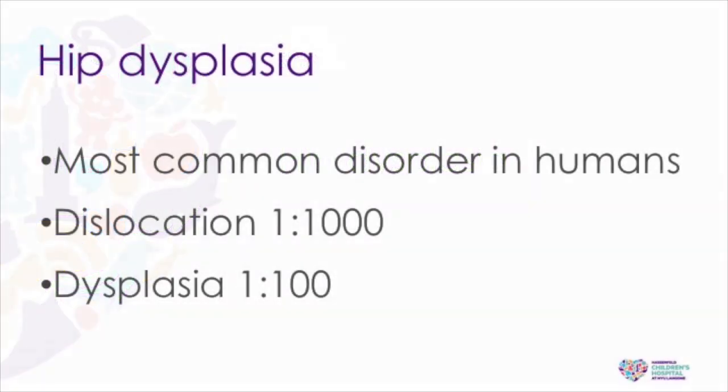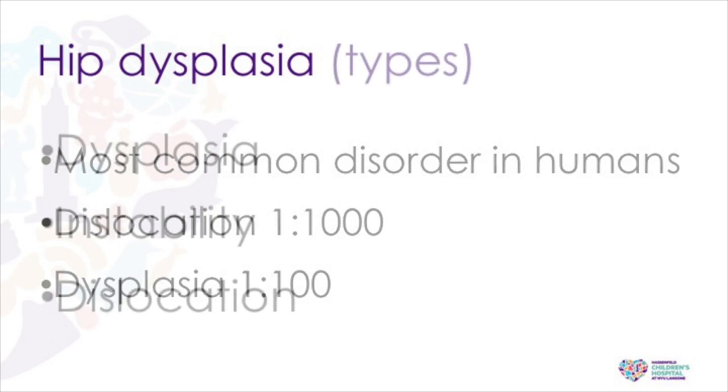The most common disorder found in human beings, the incidence of dislocation is estimated at 1 in 1,000 live births. However, the incidence of dysplasia is estimated at 1 in 100, but some studies have placed it at 1 in 30 or even higher than this.